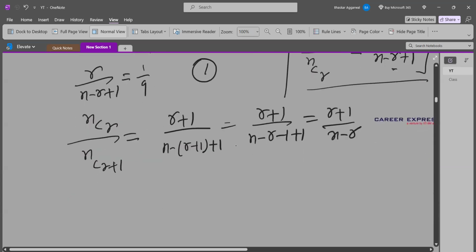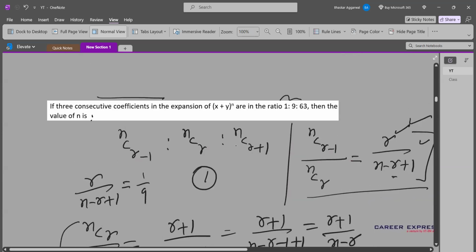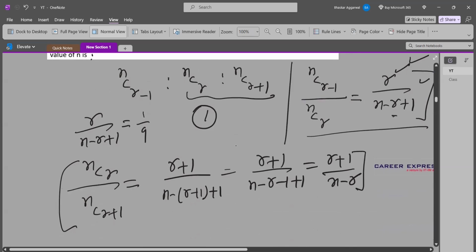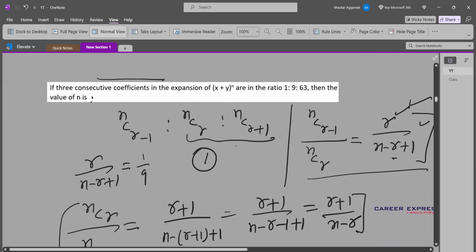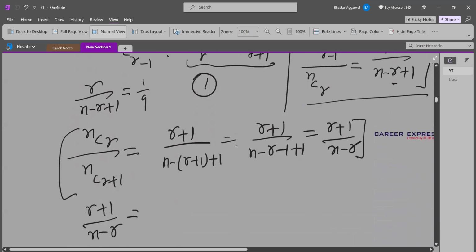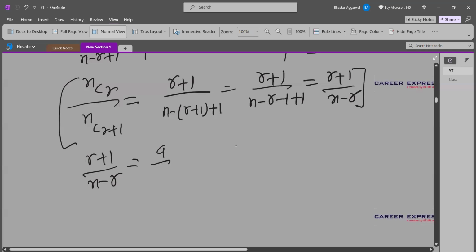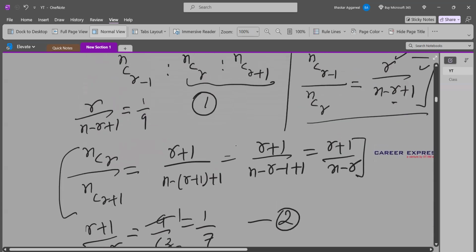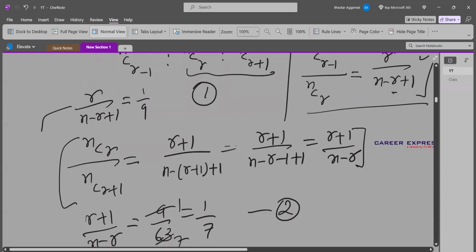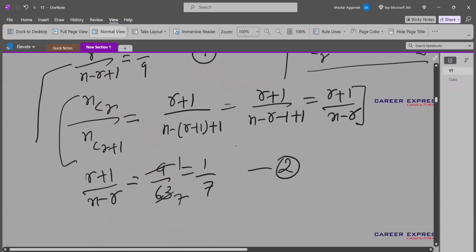Right? So the ratio of the second and third consecutive coefficient is r plus 1 upon n minus r. That should be equal to 9 by 63, which is 1 by 7. So that will give us our second equation. So now I can simplify these two to get the equations.